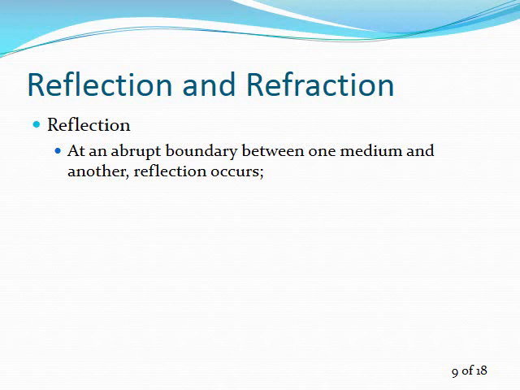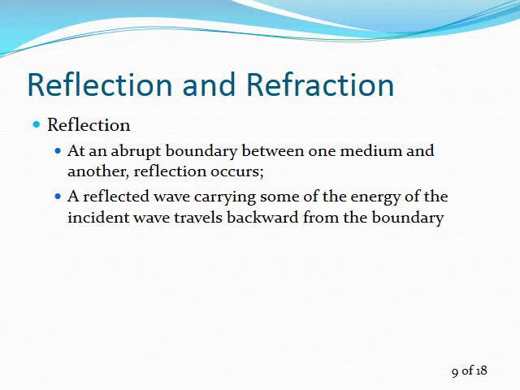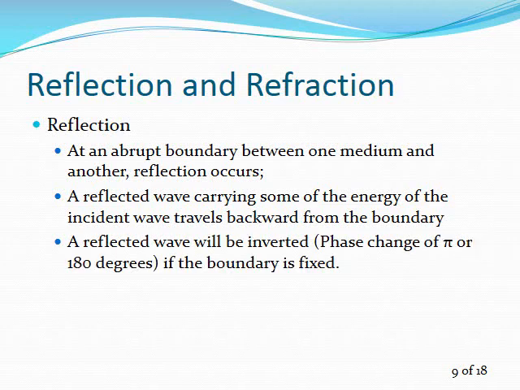So water and air, ropes with two different mass per unit lengths, something like that. Glass and air. The reflected wave carries some of the energy of the incident wave, and travels backwards from the boundary. A reflected wave will be inverted, or have a phase shift of pi or 180 degrees, if the boundary is fixed.